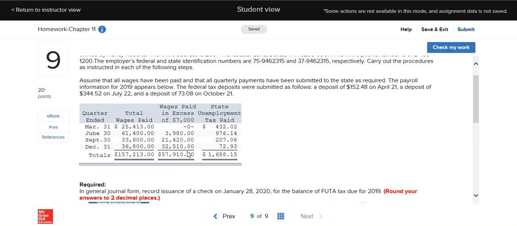So to get the taxable, we have to do $157,213 and take away what's not taxable, which is the $57,910. Well, I'm really getting tongue-tied today. All right, so that gives us the wages that are taxable of $99,303. We've got to know that so that we can calculate the federal unemployment tax. So the amount that's taxable is $99,303, which is the difference in the total and the excess.